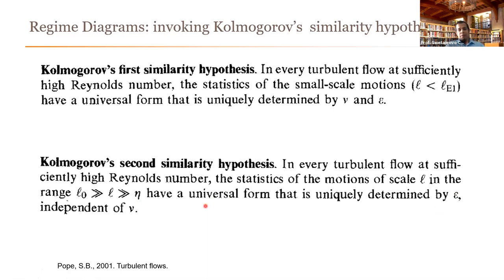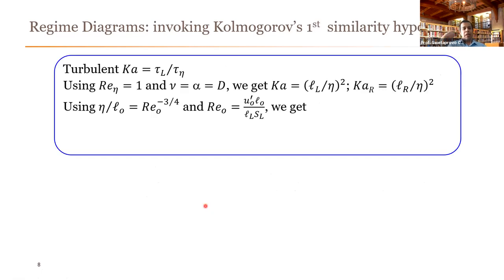So utilizing the first one, essentially we can define a turbulent Karlovitz number as the ratio of the flame timescale to the Kolmogorov timescale, and then use the fact that your Reynolds number at the Kolmogorov length scale is equal to one. This is a consequence of Kolmogorov's first similarity hypothesis, that is, your Re eta is equal to one.